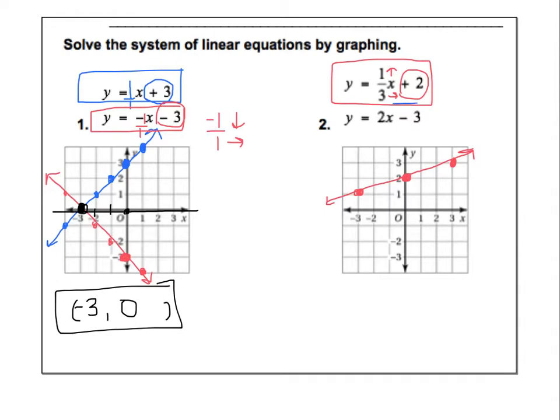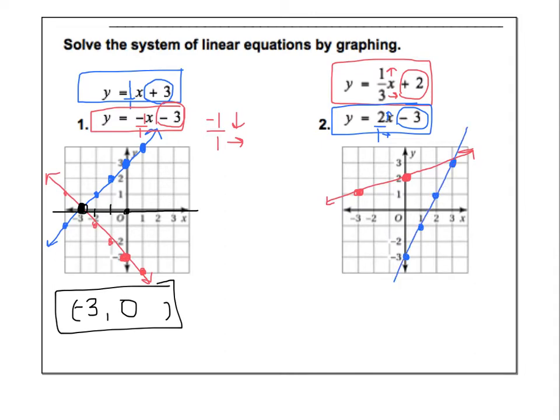The next equation has a y-intercept of -3, and remember to take the sign with that number. So I'm going to go on my y-axis and I'm going to make a mark at -3. From there, I use my slope to create more points. My slope is 2, so I'm going to make it a fraction, 2 over 1, which directs me up 2 to the right 1. Up 2 to the right 1, and I continue the pattern until it doesn't fit on the graph anymore.